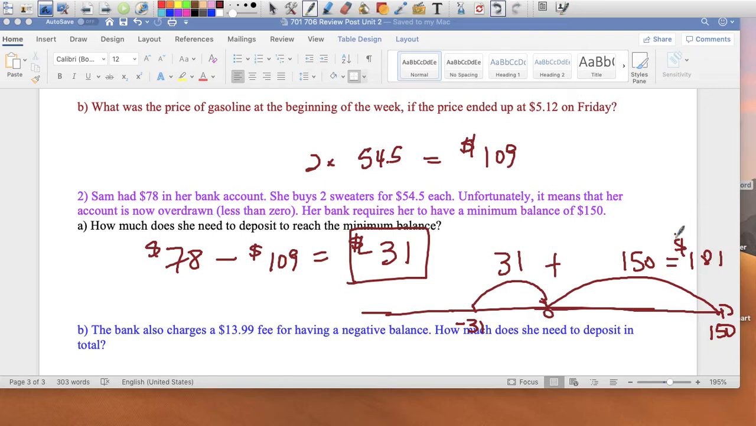So she needs to deposit $181, but she also has to pay a fee, a fine. She has to pay a fine of $13.99. So she has to deposit $181 plus $13.99 for the penalty fee. So that's going to give her a total of $194.99. That's how much she has to deposit.